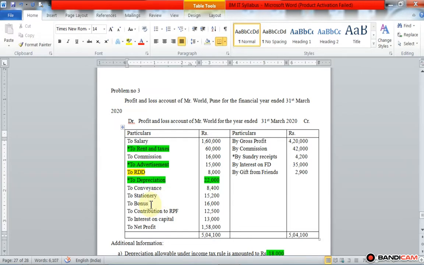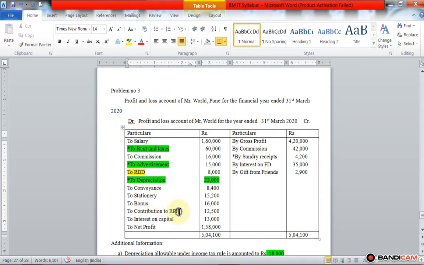Bonus given to an employee, or bonus given to Mr. World. If bonus is given to the proprietor, then the bonus is disallowed. But here specific is not given, bonus is given to employee, so it is considered as bonus given to an employee of the business. So here bonus is given to employee, so it is an allowable expenditure.